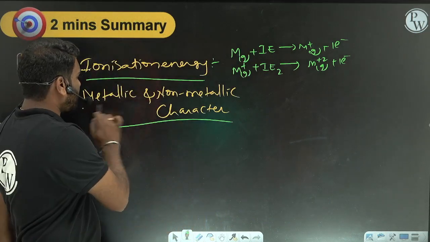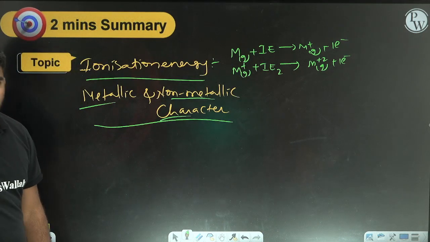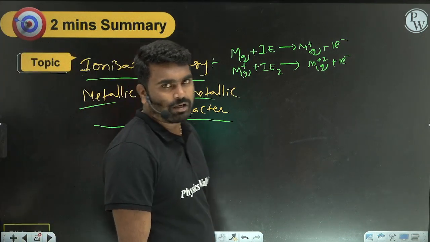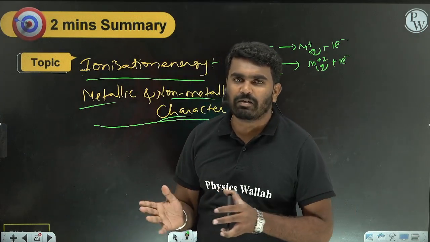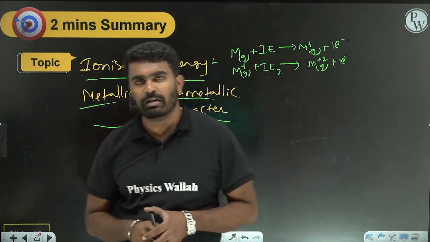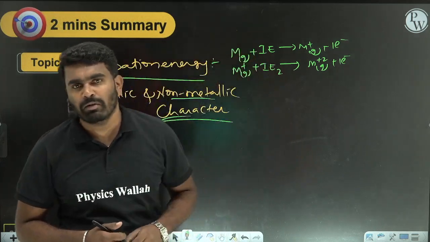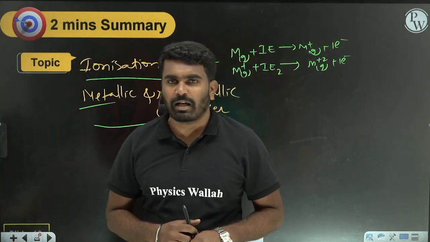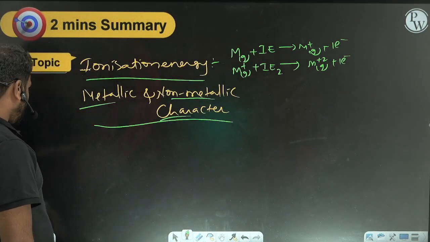So metallic character and non-metallic character. Metals have a tendency to lose electrons and non-metals have a tendency to gain electrons. Then metals are electropositive in nature and non-metals are electronegative in nature. So in periods from left to right, non-metallic character increases and metallic character decreases. And in groups from top to bottom, metallic character increases and non-metallic character decreases. So this is the summary of the lecture.